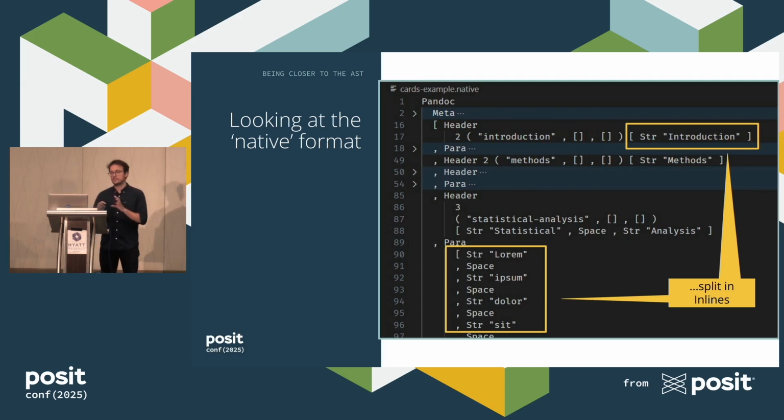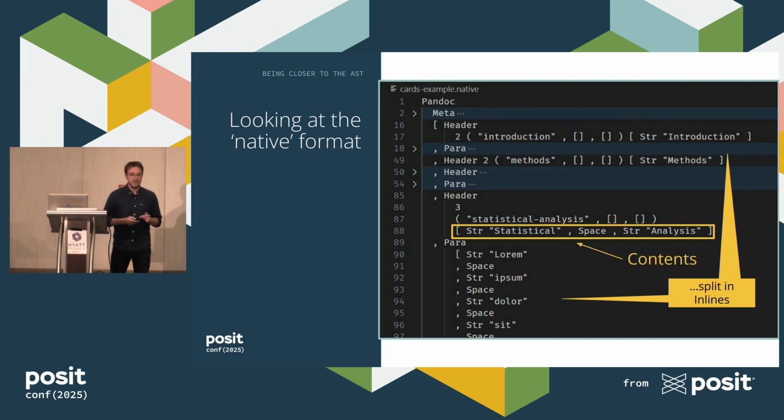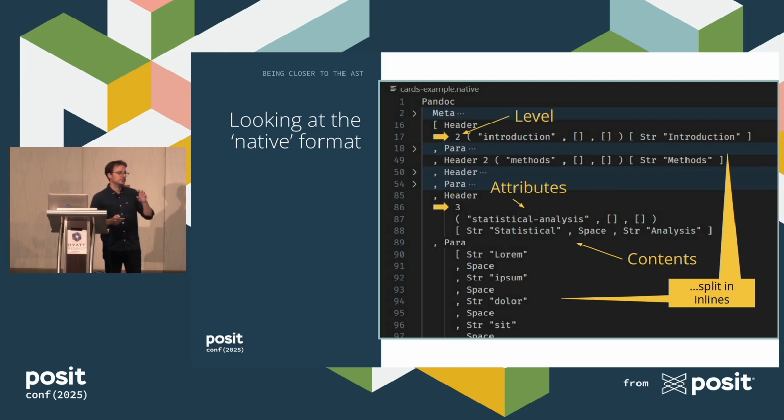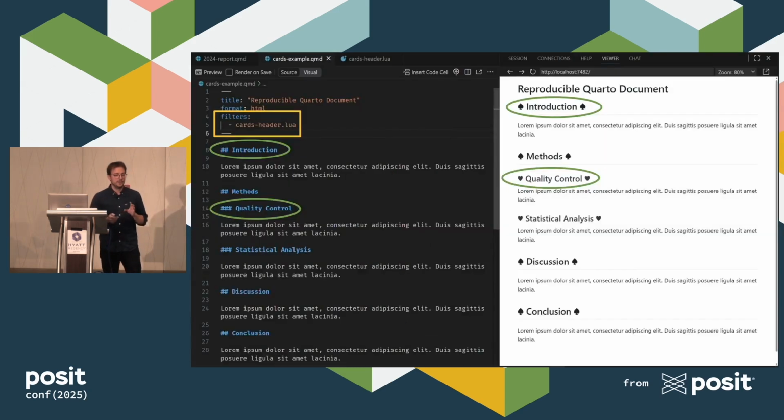So each of the nodes in the AST will have some contents in them, but they will also have some information in the form of attributes. So they can be ID, they can be class, they can be key values. And so most of the nodes will have that information, and some of them will have specific information. And here our header has information of its level. So we have level 2 headers on the first arrow and level 3 headers on the second arrow. And with that information, we can now understand what the Lua function can be for this processing.